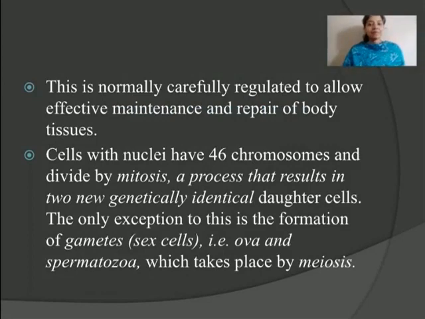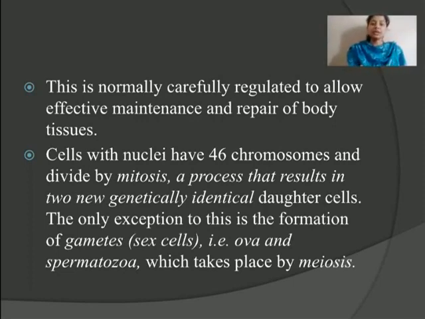Now most damaged cells can be replaced by growth and division of other similar cells. The frequency with which cells can divide depends upon the type of tissue. Cell division is a carefully regulated process to allow effective maintenance and repair of the body's tissue, right? Cell division can be divided into two types, first being mitosis and the second being meiosis, right?